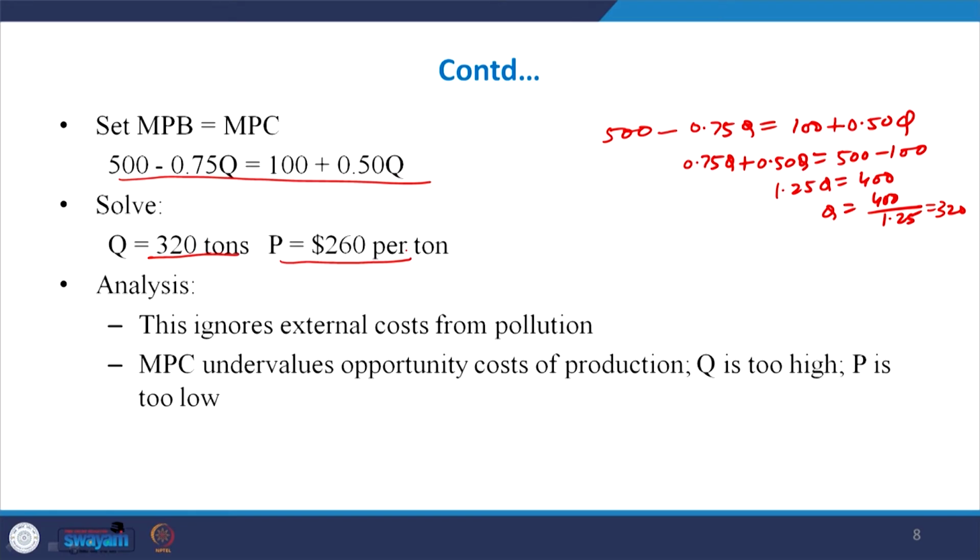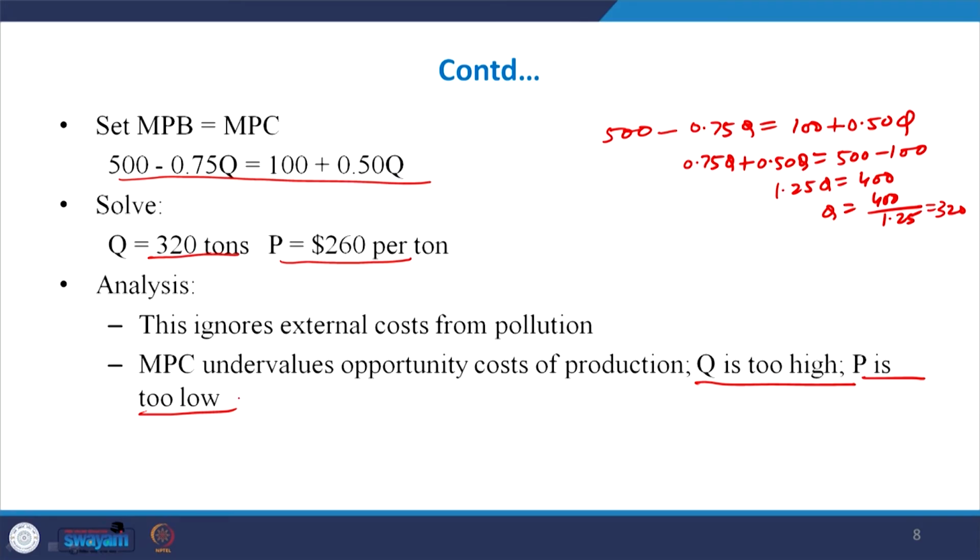This is the optimum output and equilibrium level of price, but it ignores the external cost of pollution generated by the sugar mill. If this pollution is also made part of the cost, then the efficient solution would be different. So, here marginal private cost undervalues the opportunity cost of the production, and therefore, the result is output is too high and price is too low. So, due to this, you can say there is a market distortion.